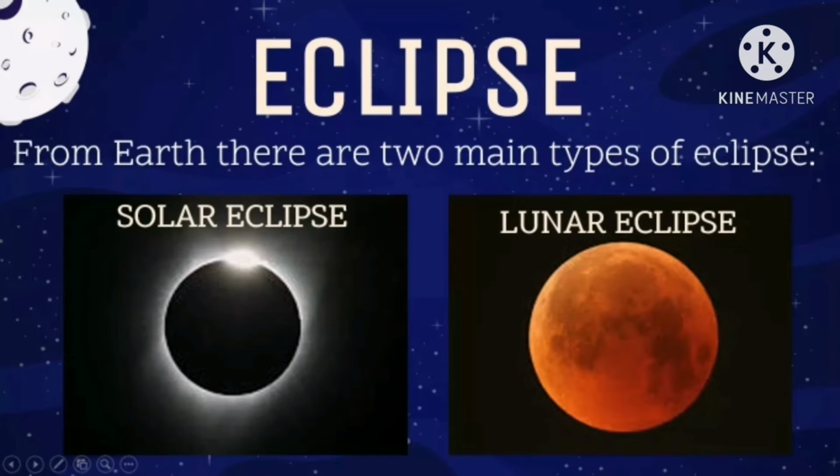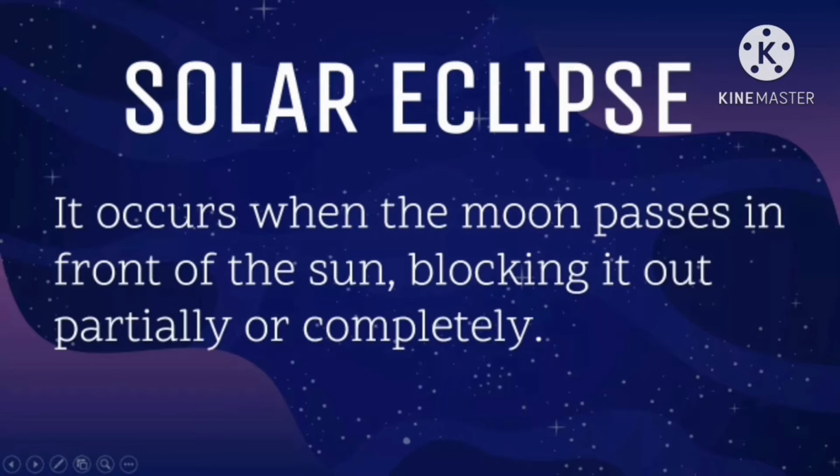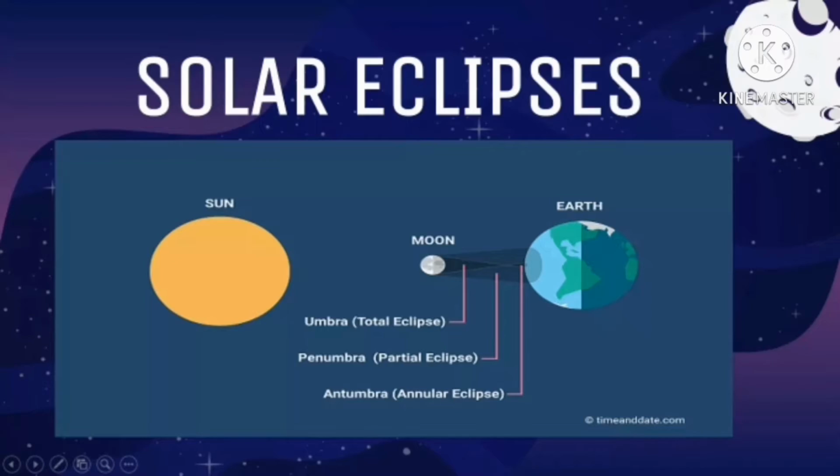From Earth, there are two main types of eclipses. First is the solar eclipse and the lunar eclipse. But first, let's talk about solar eclipse. Solar eclipse occurs when the moon passes in front of the sun, blocking it out partially or completely. Meaning, solar eclipse happens when the sun is blocked by the moon. The moon's shadow falls on the earth and appears as if the sun has gone dark.